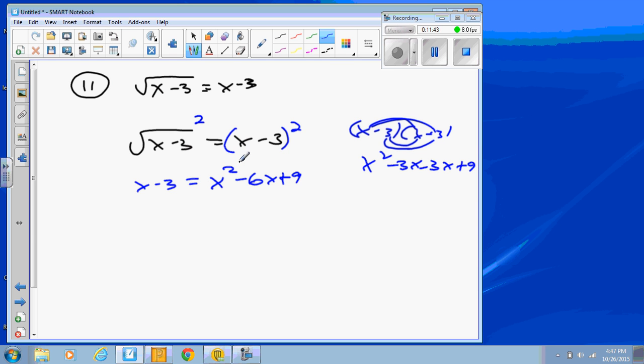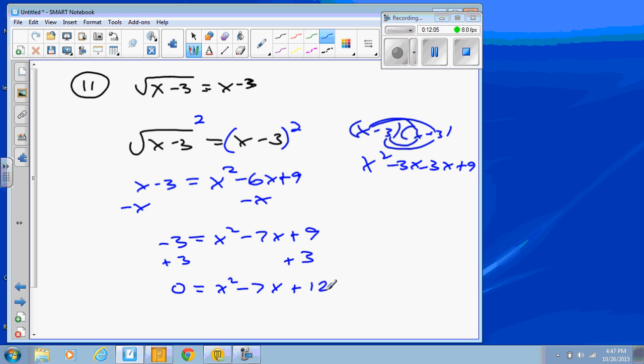So now I have a quadratic equation. I want to get this equal to 0, so I'm going to subtract x from both sides. Negative 3 equals x squared minus 7x plus 9, and now I'm going to add 3 to both sides. 0 equals x squared minus 7x plus 12.